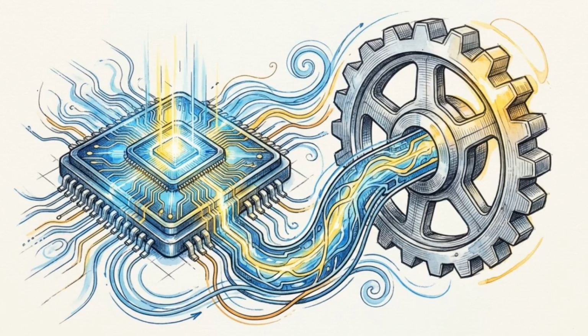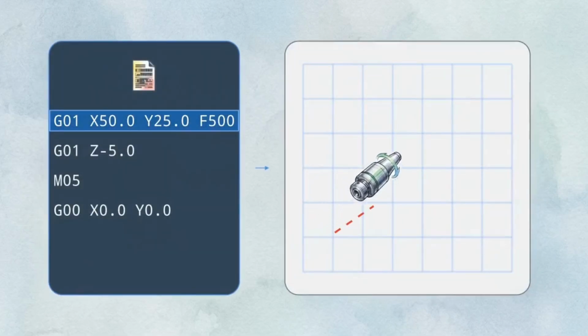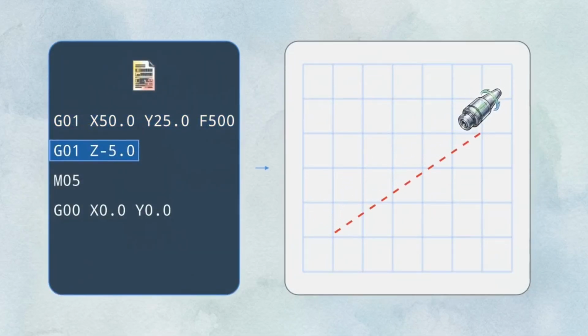In our previous episode, we learned that CNC stands for Computer Numerical Control. That means the machine does not move based on human intuition. It relies entirely on a specific set of programmed instructions.